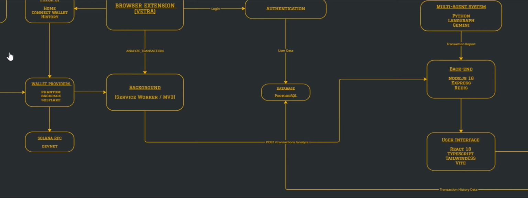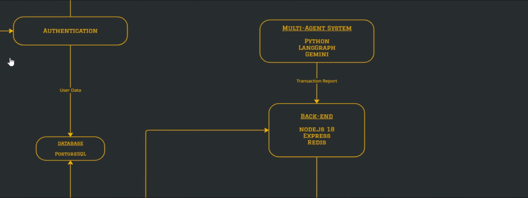At this point, the extension does a POST to our backend, sending the transaction data we parse from the Solana instructions, wallet info, timestamp, and user context if available. In parallel, the user can be authenticated through Google. It is optional for the demonstration but important in production because only authenticated users get their analysis stored. User data and transaction analysis go to PostgreSQL.